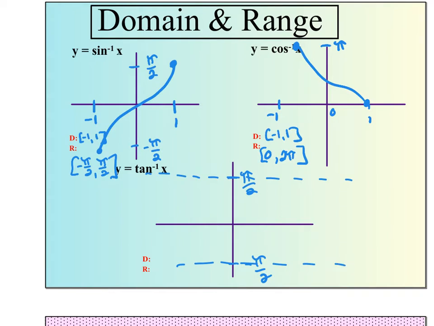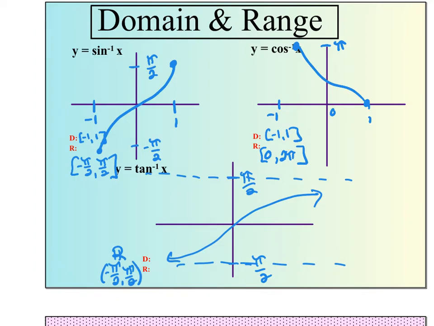When we graph tangent, it's going to look somewhat like this. So the domain is all real numbers. The range used to be all real numbers. You just go up and down forever. Now that's your domain. And your range goes from negative pi over 2 to pi over 2.